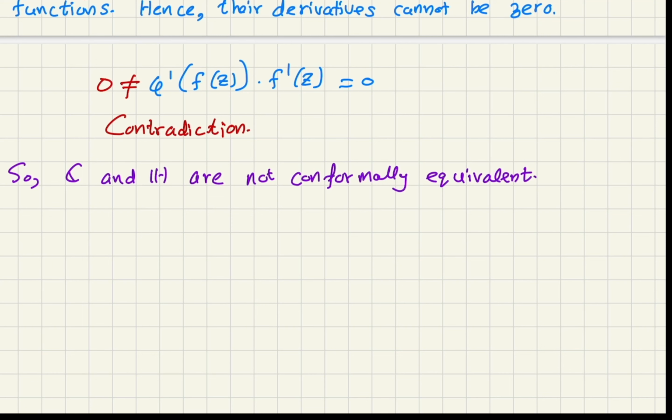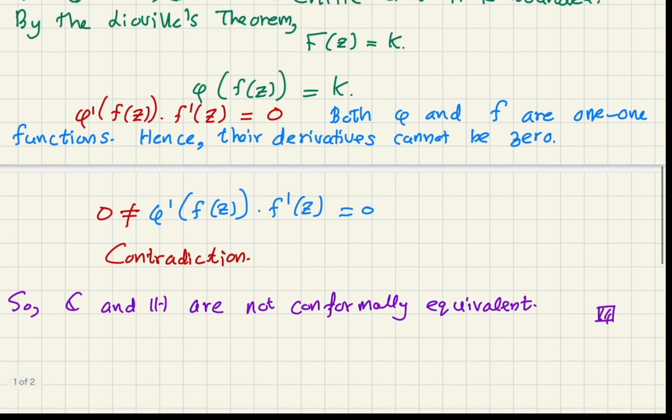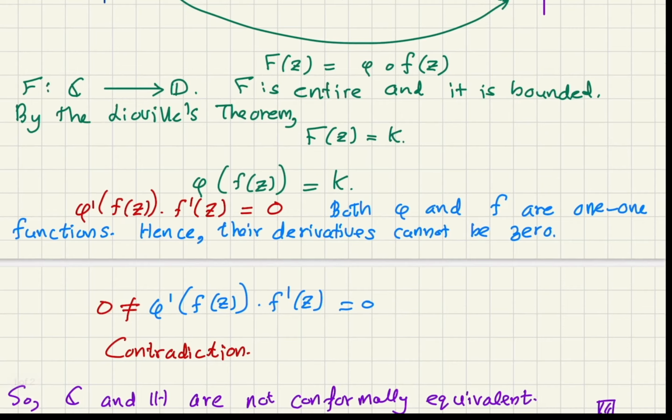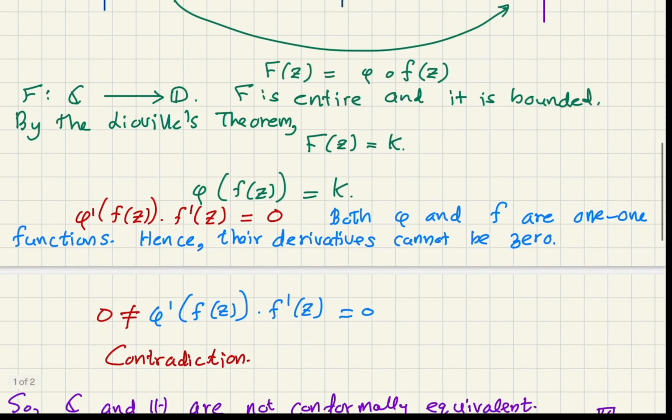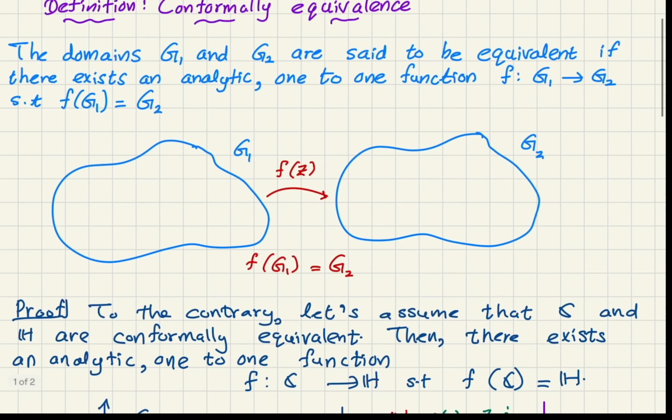This is the end of my proof. It is not a very difficult problem, but you have to connect the idea of Liouville's theorem to show that the complex plane is not conformally equivalent to the upper half plane.